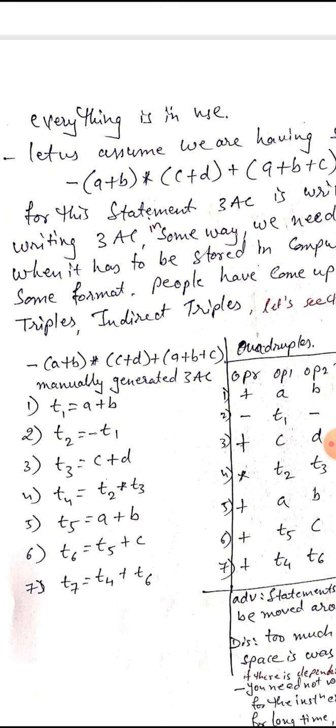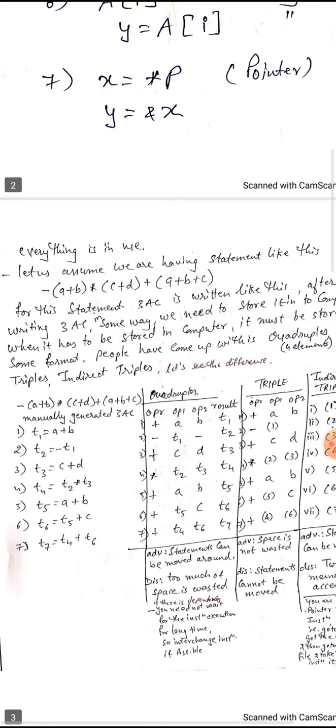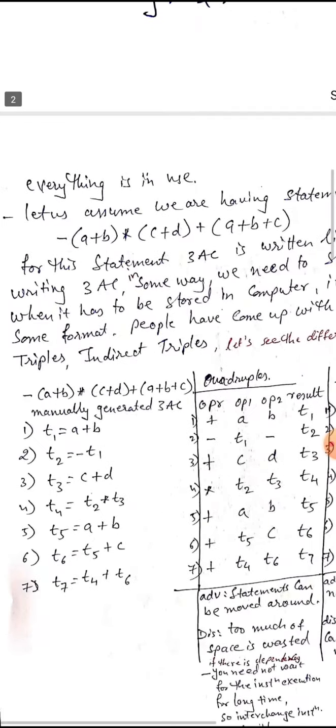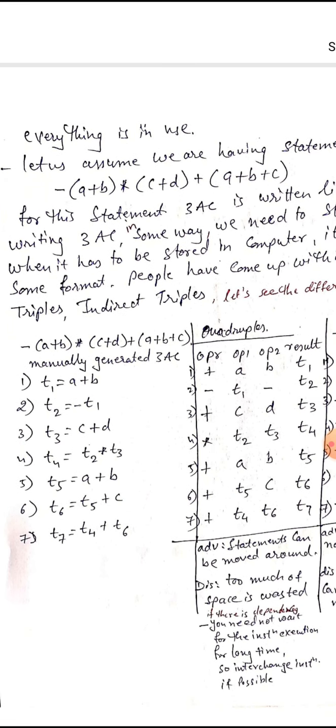Using this we now need to look at the various formats which are available. We will use the formats available for the same example, right. So the quadruple is saying that there will be 4 items, and 4 items means there will be 4 things which we need to store: one is operator, operand 1, operand 2 and the result.